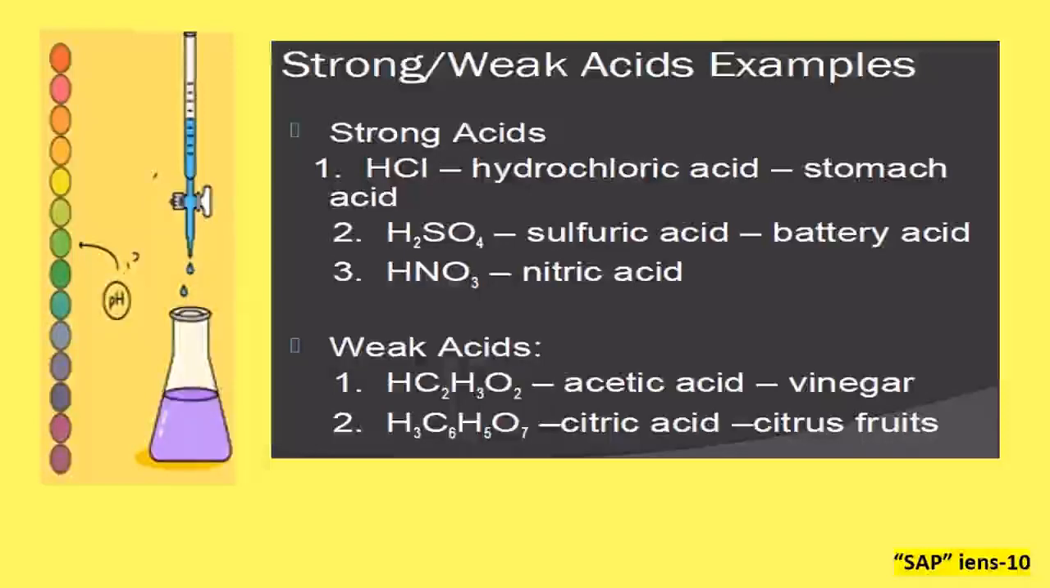Strong or weak acids examples. Strong acids: HCl, hydrochloric acid, also called stomach acid; H2SO4, sulfuric acid, battery acid; HNO3, nitric acid. Then weak acids: HC2H3O2, that is acetic acid, vinegar; H3C6H5O7, citric acid, that is in citrus fruits like lemon, orange, etc.